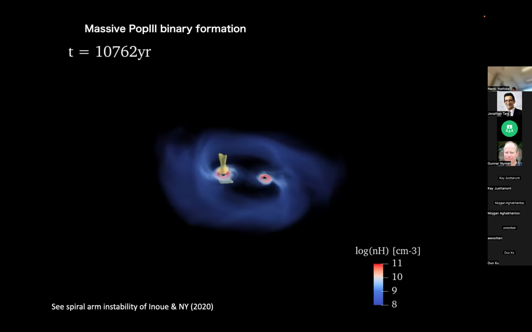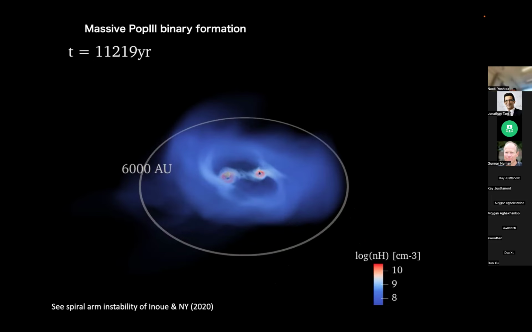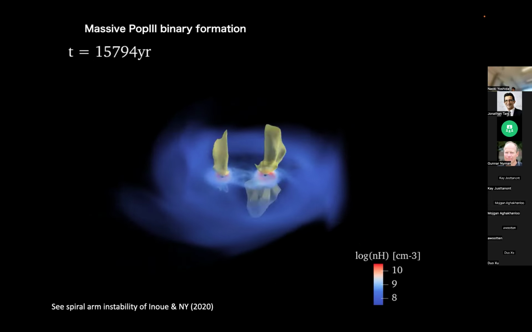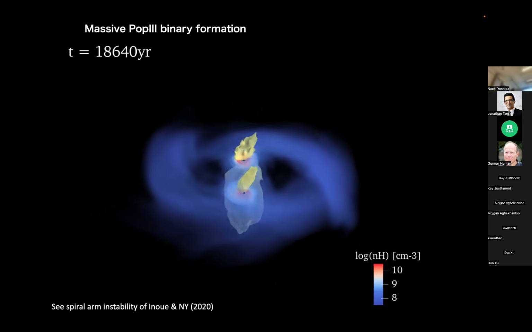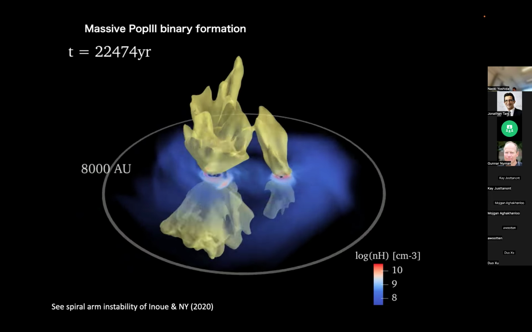And now one star is ignited. This dipole shape is like an H II region, the ionizing photons like this. And these two stars are shining but interacting dynamically and keeping this binary configuration.